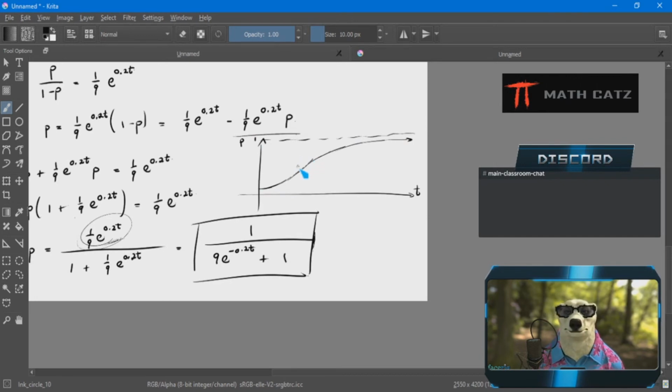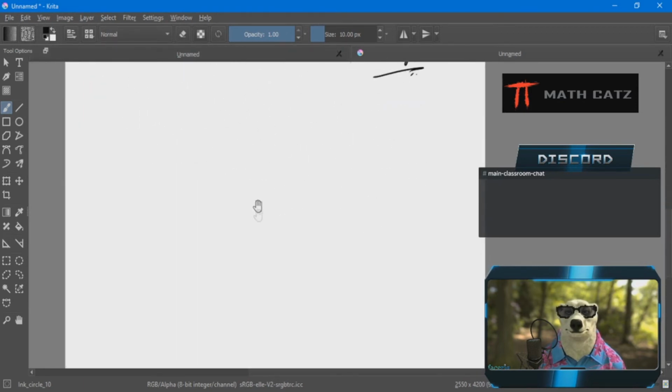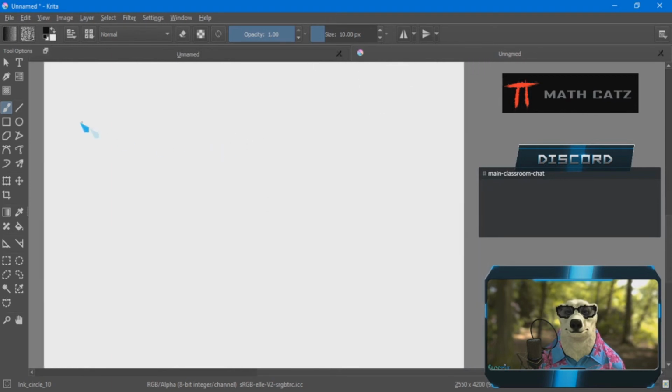I could look at this a little bit differently by checking how much space I have. Oh, I have some space, okay. So let's look at this a little bit differently. Let's just write down my differential equation again. I had 0.2p times (1 minus p). Okay, so this is the growth rate of the population.